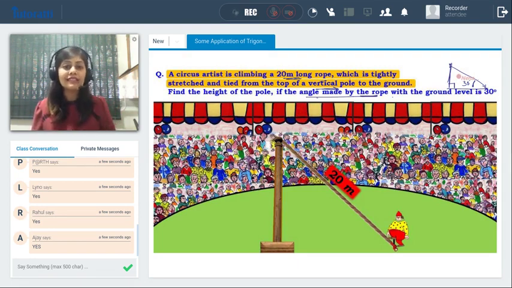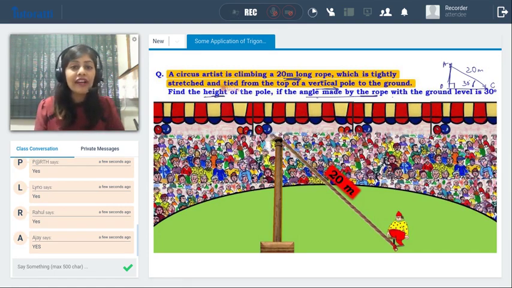Now let's talk about the things that are known to us. We know that it's a 20-meter long rope, and let me name this figure for you. So our rope is AC. That means AC is 20 meters. Yes. What do we have to find? We have to find the height of the pole. That means in our diagram, we need to find AB.